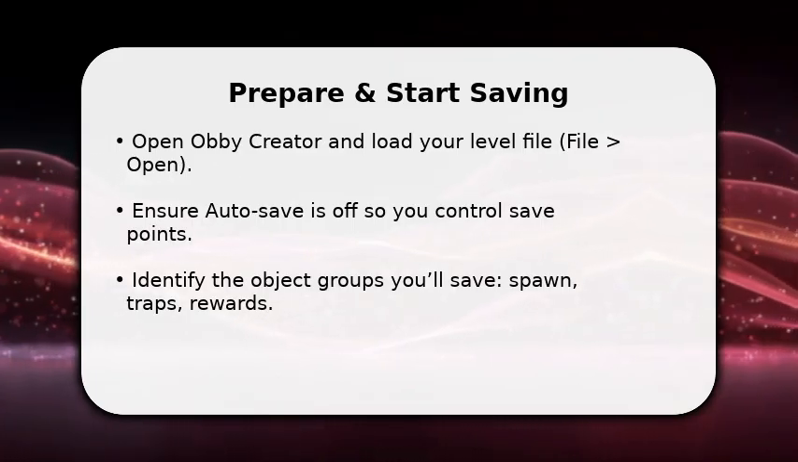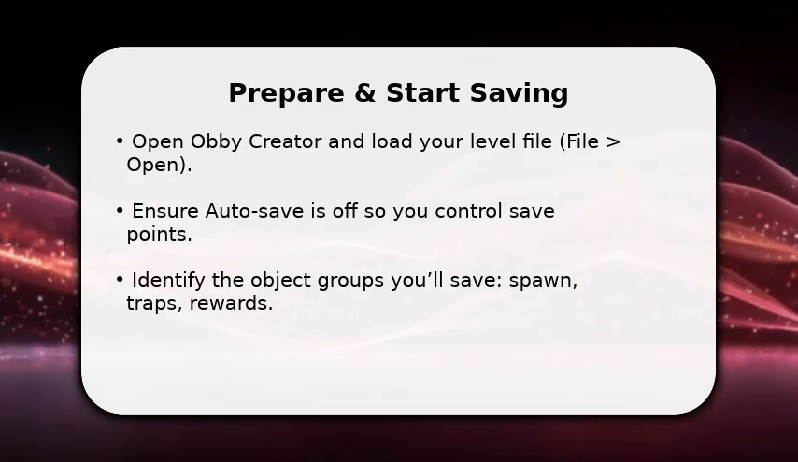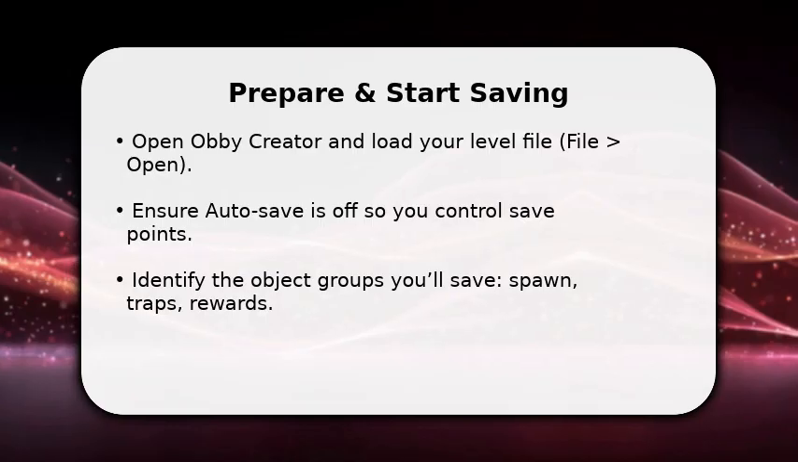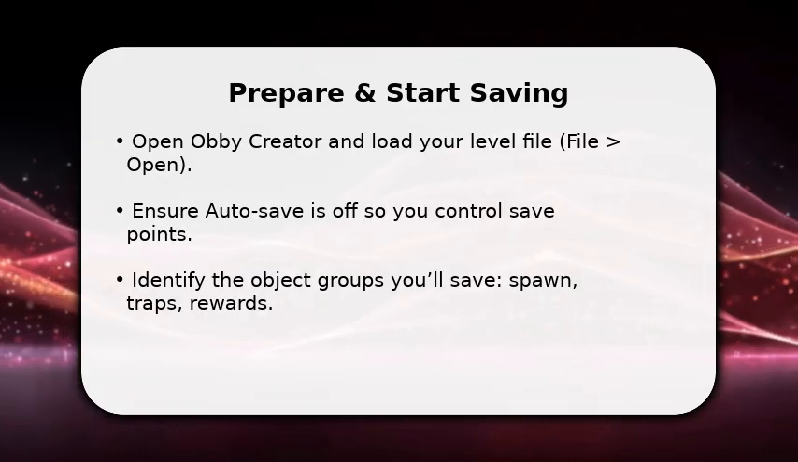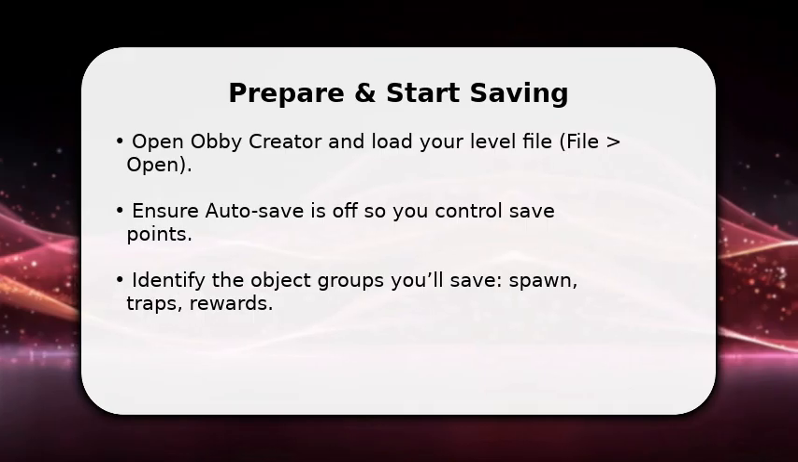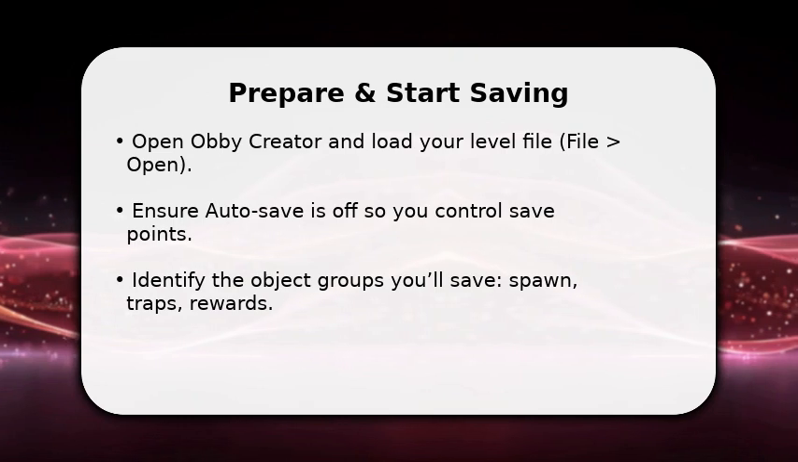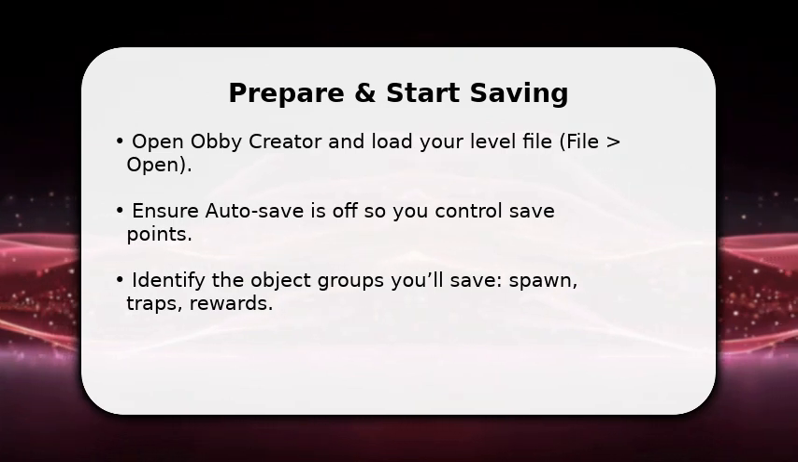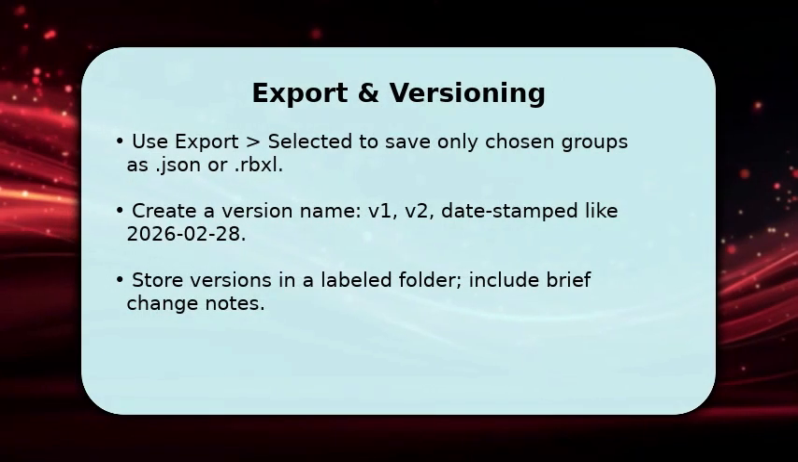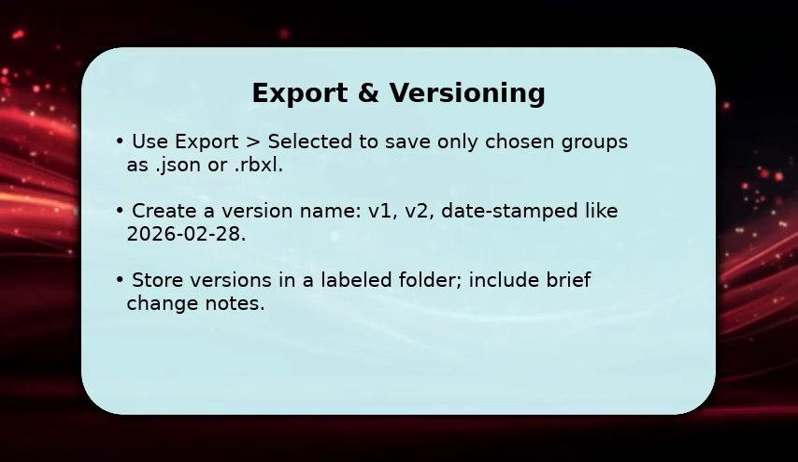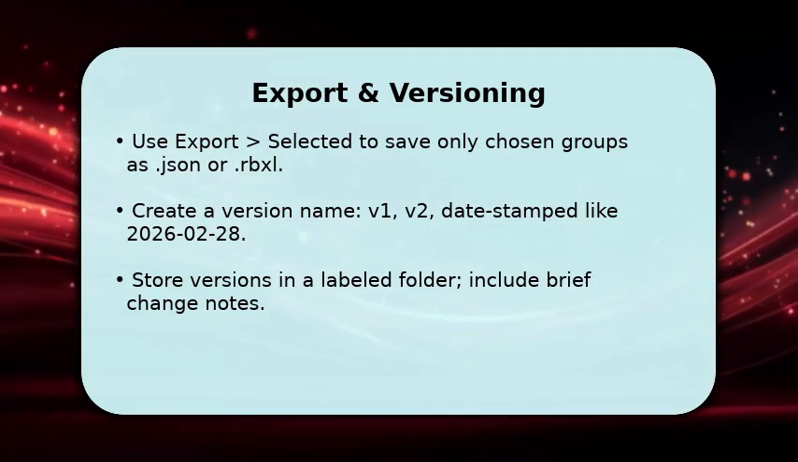Now, select the object groups, spawn, traps, rewards that you intend to export or snapshot. Doing this first makes later steps faster because you avoid saving unnecessary elements. Make sure to name groups clearly so your saved files remain organized, and next, export selected groups rather than the entire map to keep file size small and changes clear.